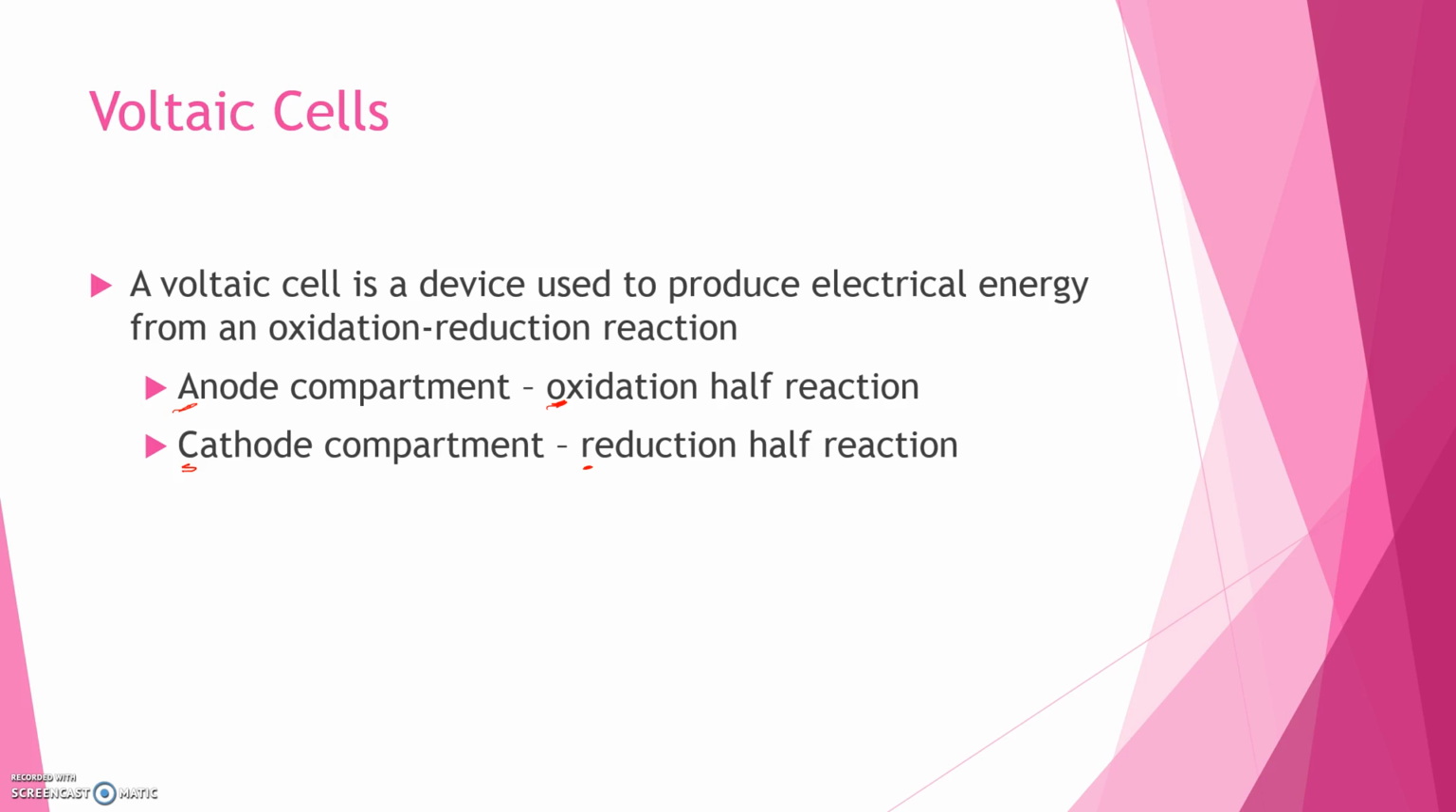Electrons always flow, I'll point this out here, from the anode to the cathode. So they flow alphabetically.